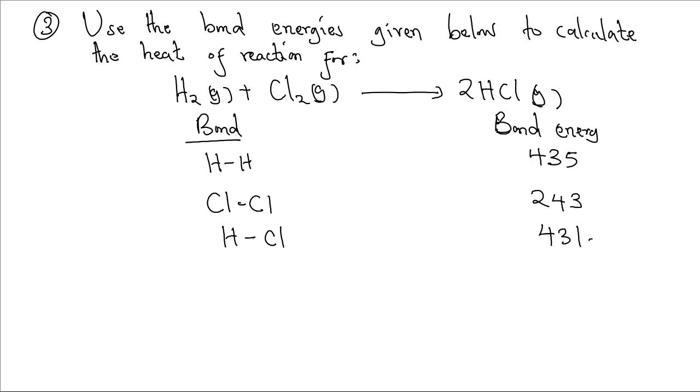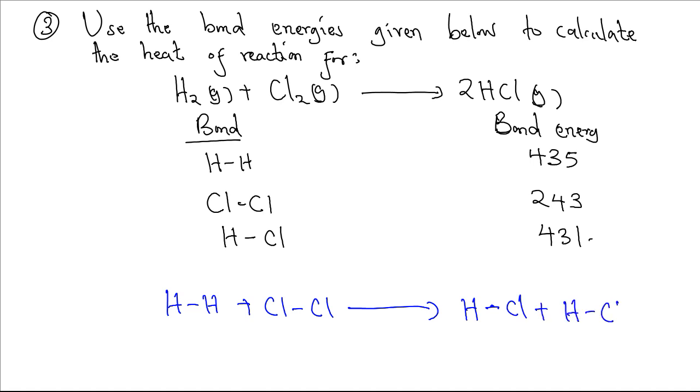So to work out these, we have hydrogen-hydrogen bond that we must write in open form. That is hydrogen-hydrogen bond plus chlorine-chlorine bond, forming two hydrogen chloride bonds. That is hydrogen chloride plus hydrogen chloride bond. See the two in the equation above. Bond breaking.